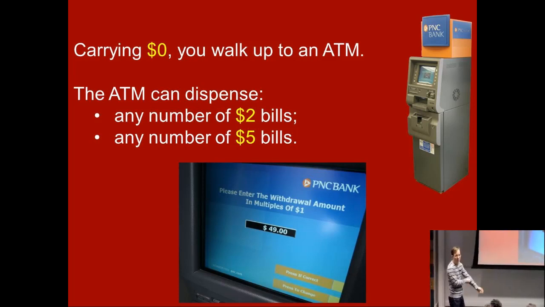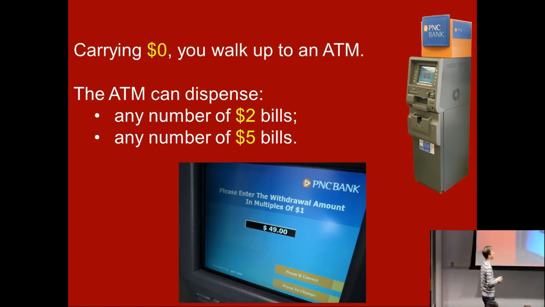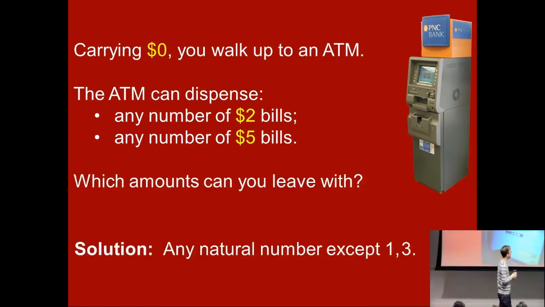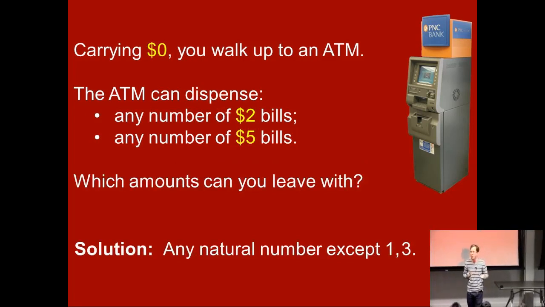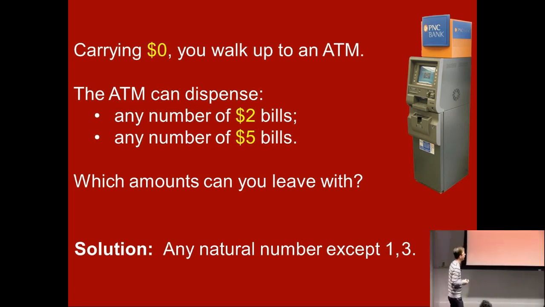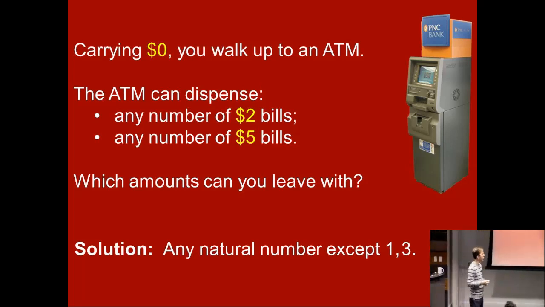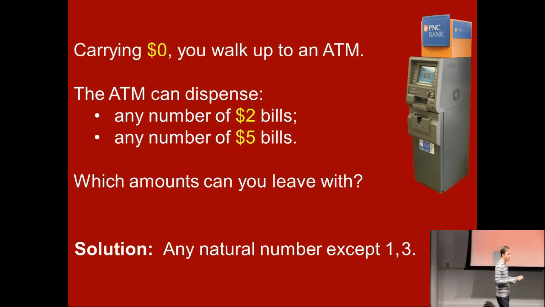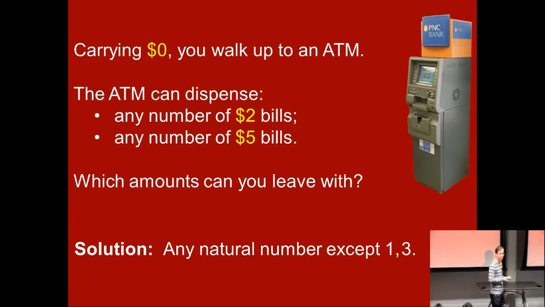So let's imagine that we have this semi-realistic ATM, which can give out $2 bills and $5 bills. And here's a little puzzle, the likes of which maybe you've seen before. Which different amounts could you possibly leave with? For example, you could leave with $7 if you got a $2 bill and a $5 bill. Okay, so do you want to think about it for a bit?